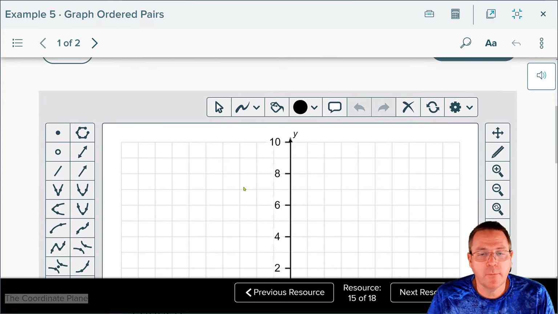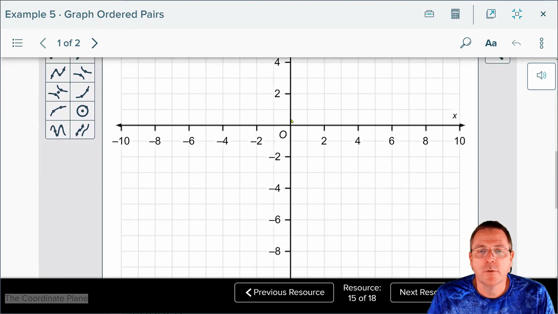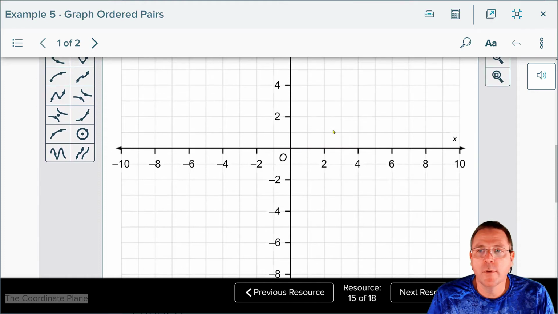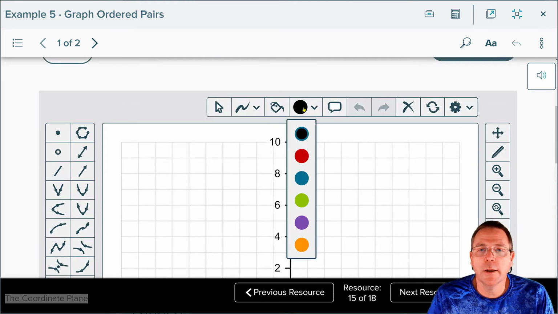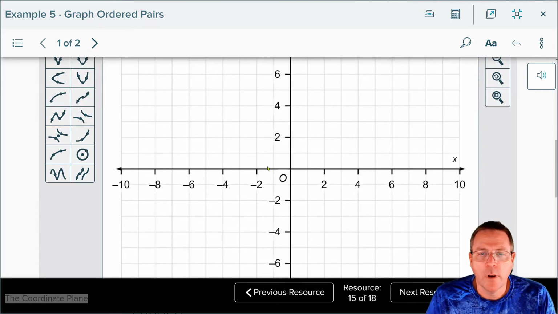So we're going to take them right here. We've got to go left 2 1/2, down 3 1/2. So I'm going to start at my origin. Let me get a point tool indicated here so we can use it. We're going to go left 2 1/2. We're going to go down 1, 2. Oh, that wasn't 2 1/2. 2 1/2 is actually right here, halfway through it. And we're going to go down 3 1/2. So that's -2, that's -3.